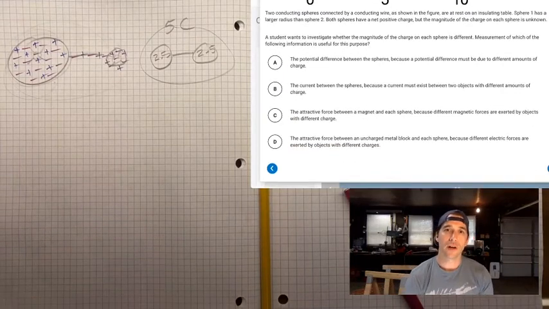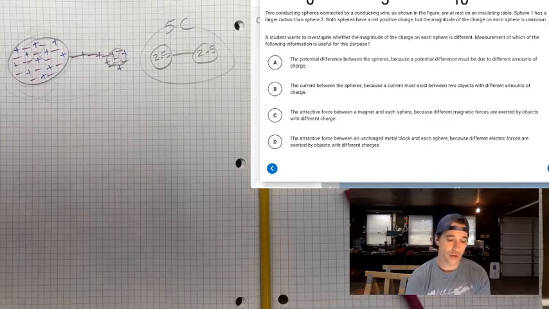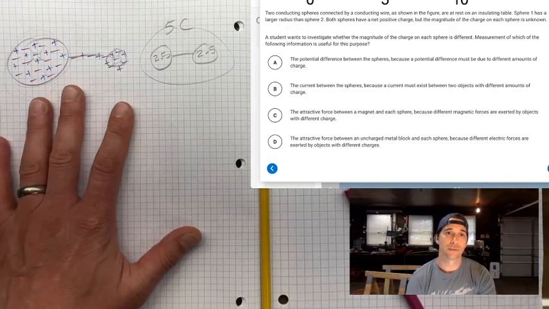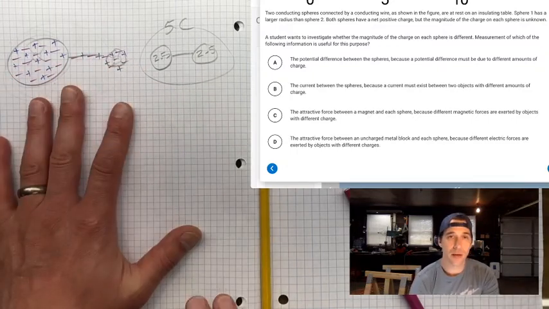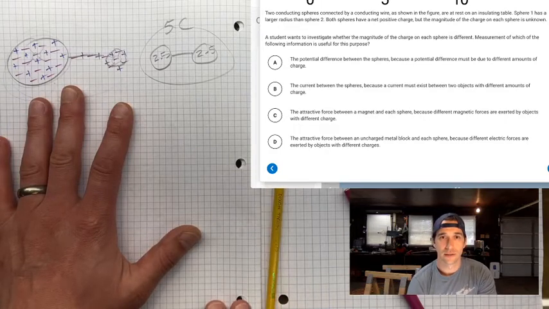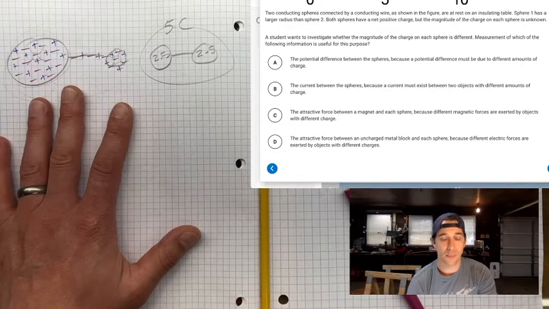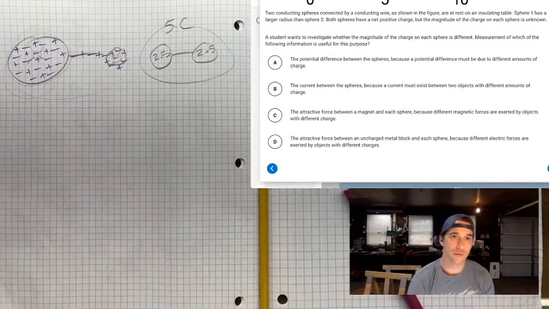Could we measure the current between the two spheres? If there's current, then there must be, because a current must exist between two objects with different amounts of charge. Well, we just proved that that's not true. There is no current. We've reached a steady state, but we do see that there's this unbalance of charge here. Okay? So that's not going to help us to see how much charge is on the larger as compared to the small.